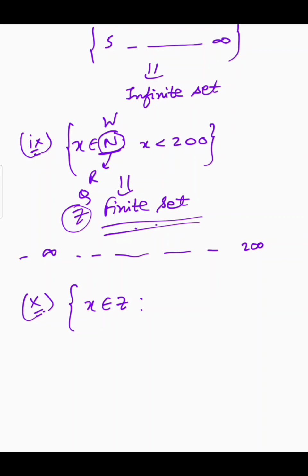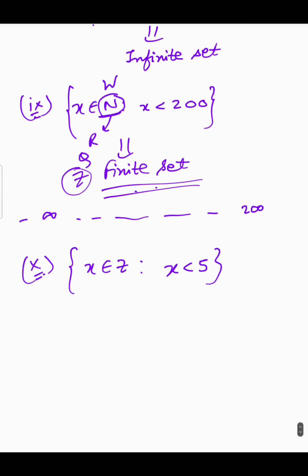X belongs to integer and x less than 5. See here, it now became infinite set. That is what I was talking about.